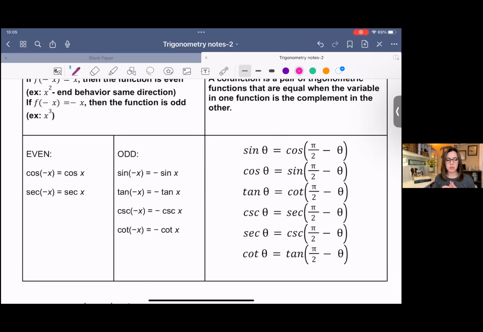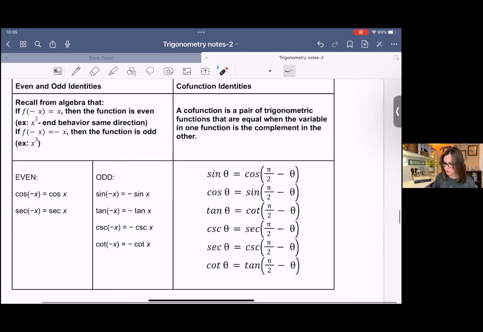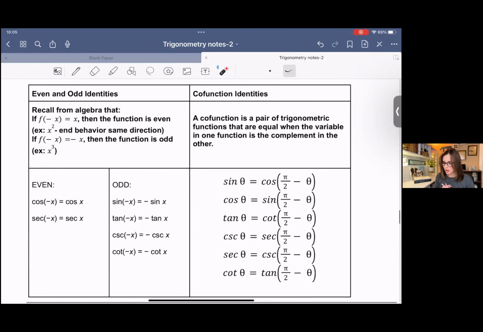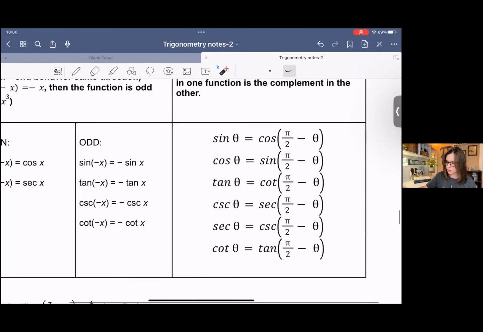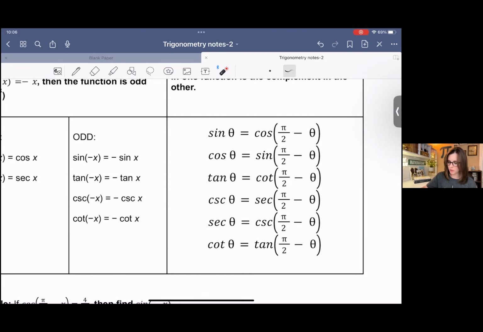So even functions: cosine of negative x is cosine x, and secant of negative x is secant x. So those are even. And then your odd functions are sine, tangent, cosecant, cotangent. Really, all you need to remember here is sine and tangent, and then their reciprocal functions, and then cosine and its reciprocal function. So it looks like a lot to remember, but it's really not. And then we have some co-function identities here that we can also use to help us on the examples below.